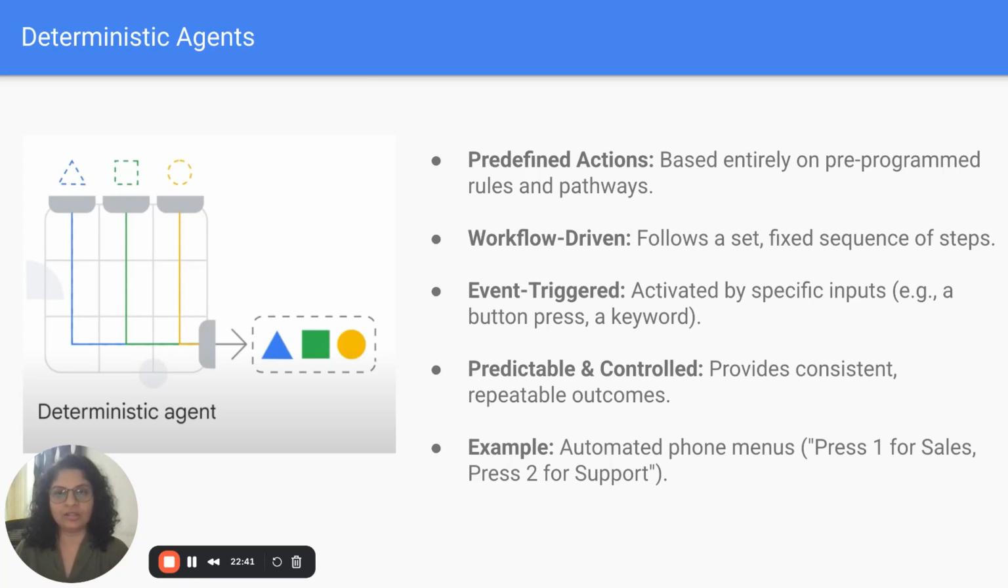Here comes agentic AI, or the AI agents. AI agents are smart enough to understand your queries even though they are in natural language, and it processes them and gives you a proper response in a natural way. So this is what differs between the deterministic agent and the AI agent.